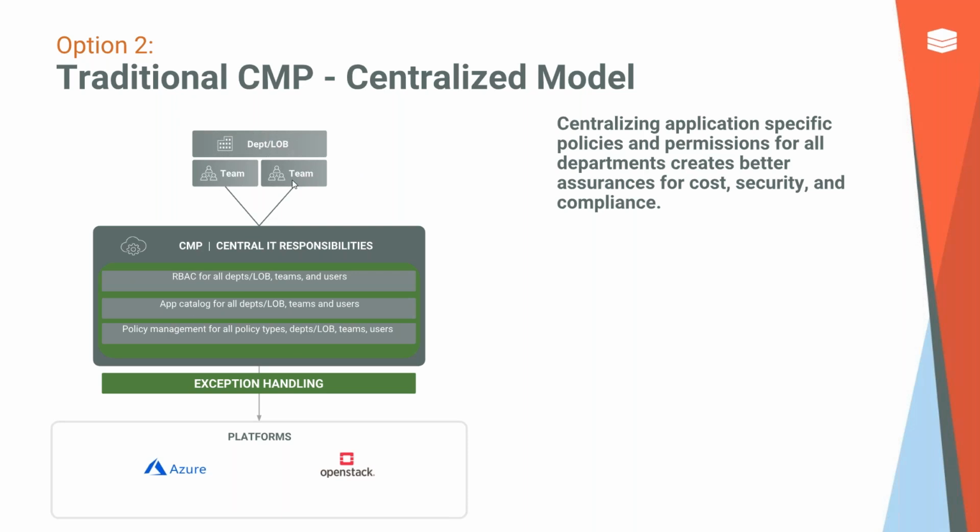So for example, you can see in this example that I have my department or my line of business with the different teams in it going through the central IT responsibilities box. And what the CMP does for central IT here is it manages the role-based access control, a self-service catalog, or policy management for all policy types and all users. And this can work with one team or maybe two teams or two different departments.